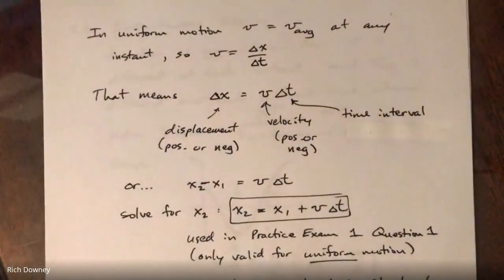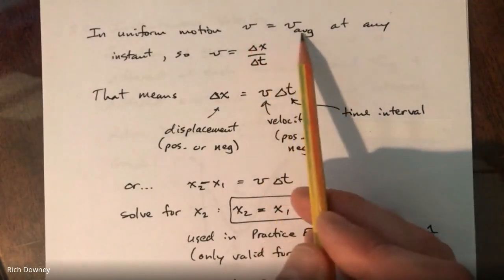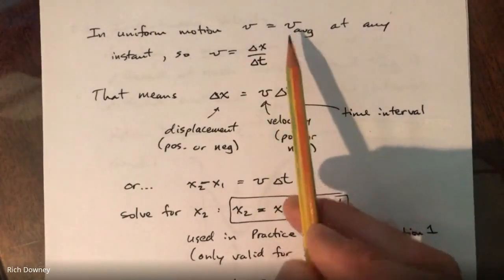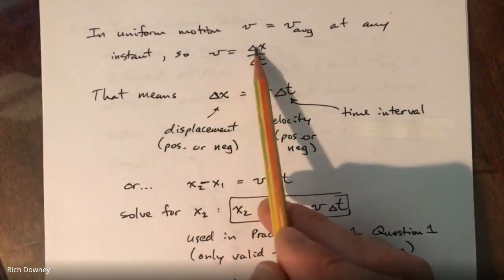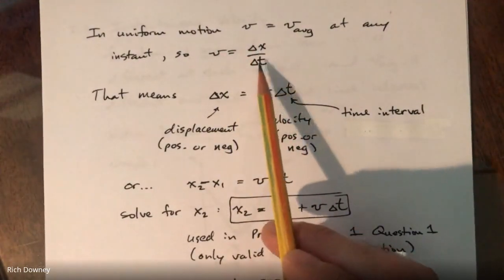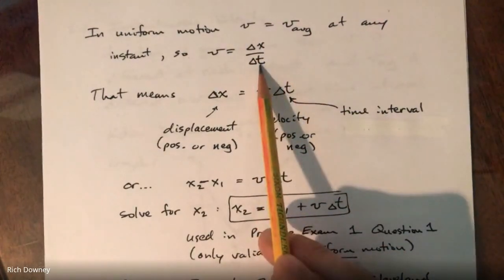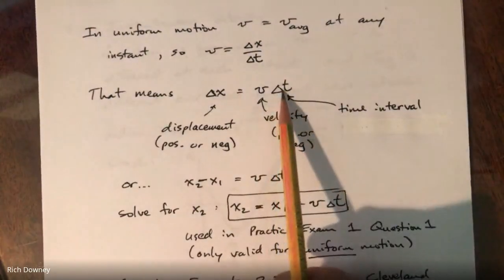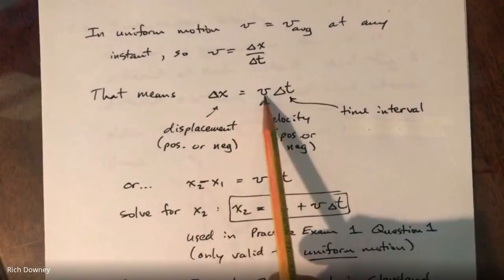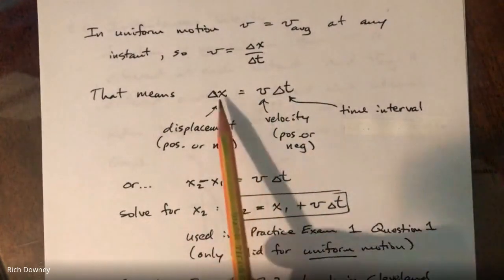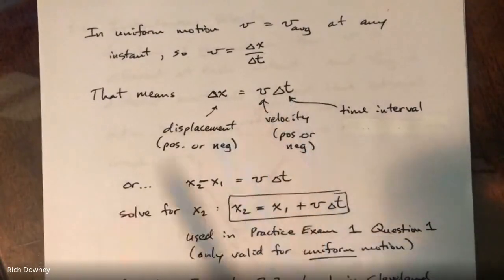Okay, so in uniform motion, at any instant, the velocity is always going to be the same average velocity. And so we would have v at any instant would be delta x over delta t. And if we solve this for delta x, we just multiply through both sides by delta t. We get v delta t on one side, and the delta t cancels on the other side, and so delta x equals v times delta t. In other words, our displacement is equal to our velocity multiplied by the time interval.